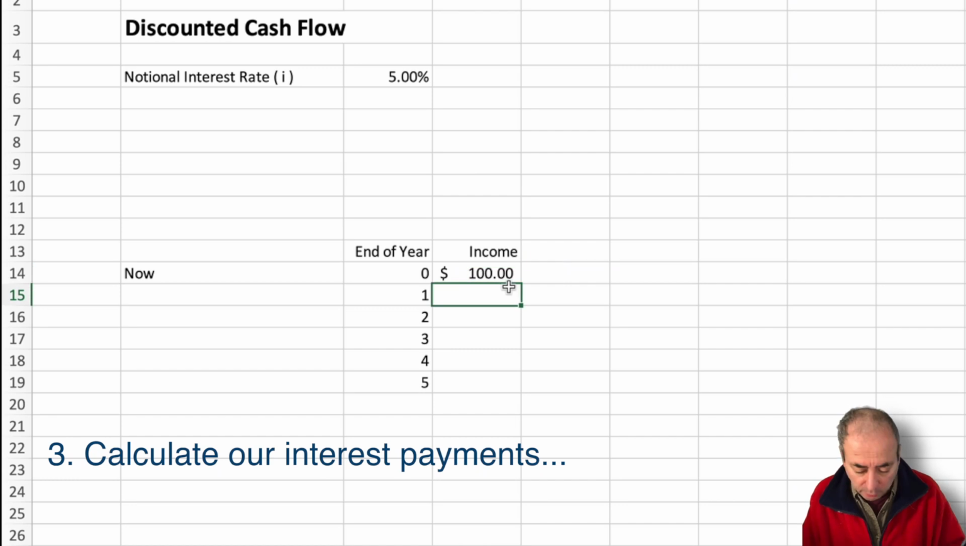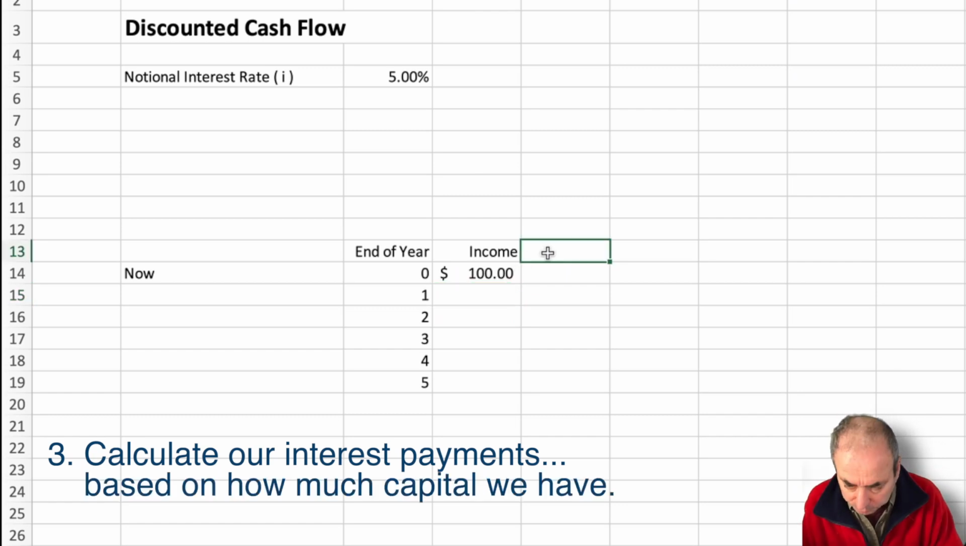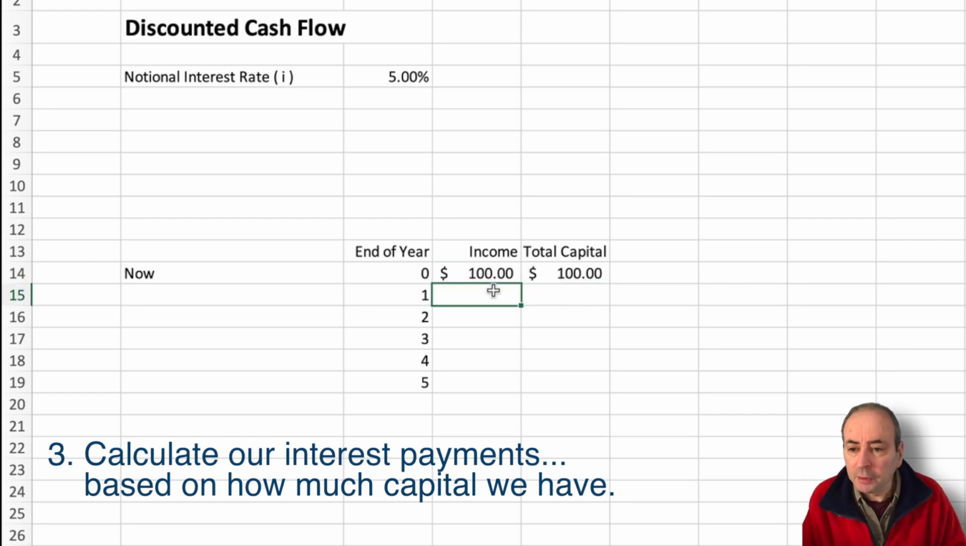Let's do that. So our income in year 1 is equal. But before we do that, we need to know how much capital we've got. We've only shown the income. So let's put the total capital in another column. And the total capital here is, of course, equal to that. But now, at the end of the first year, we're going to get a little bit of income. And that income is equal to our total capital multiplied by our notional interest rate.